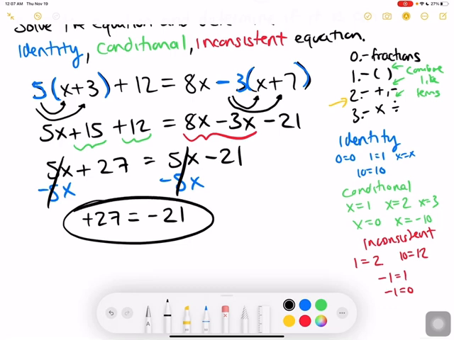Okay, so I have two numbers, they're not equal to each other. So this is going to look like an inconsistent equation, right? Two numbers that are not equal to each other. That means that this whole equation is inconsistent.